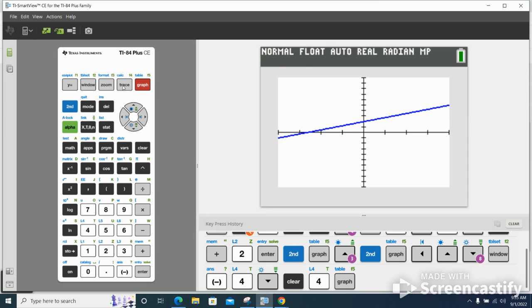When I hit trace, I have this cursor. What is that calculator telling me right now? Very good. When x equals 0, y equals 2. And when you look at the graph, that's the point on the graph, right? 0, 2, right?